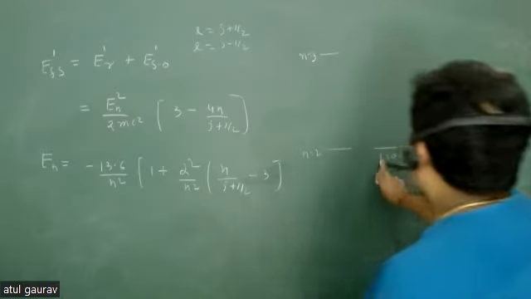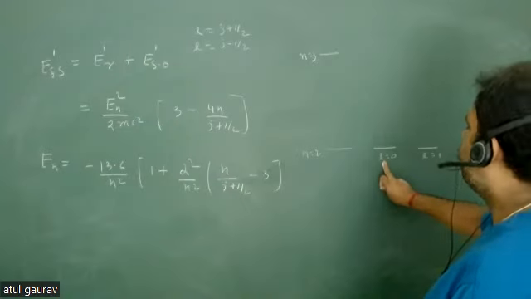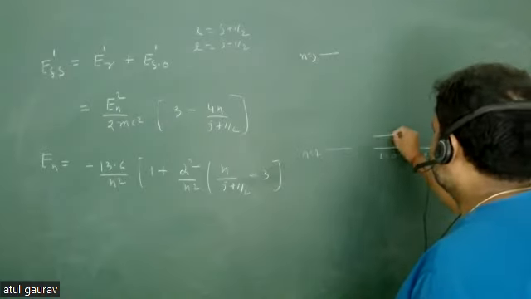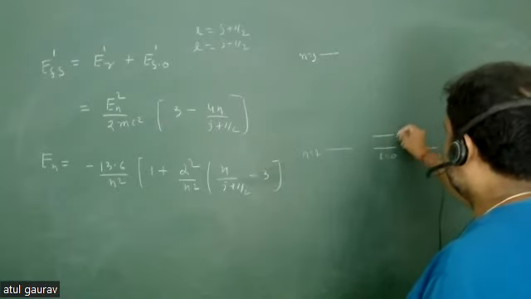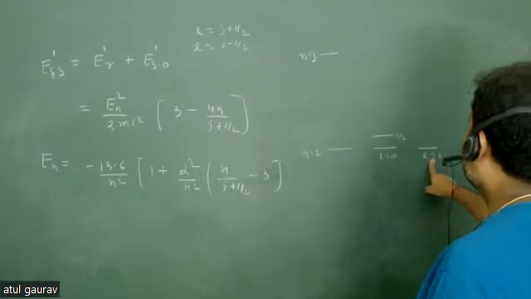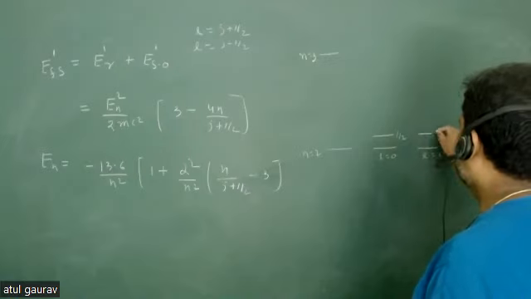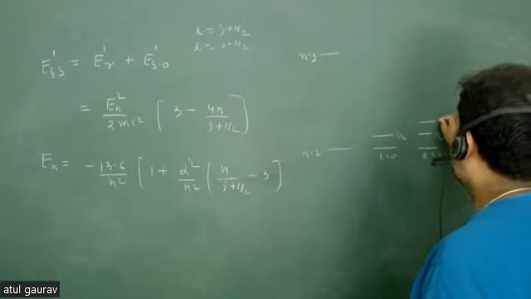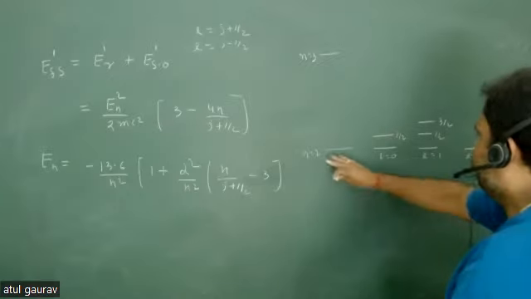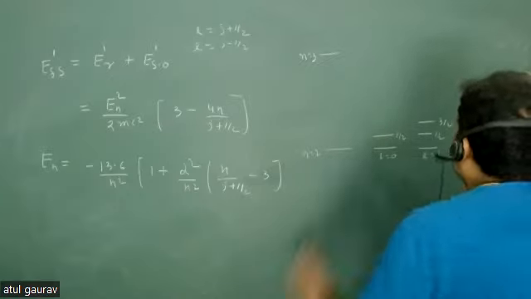Now, for L is equal to 0, what will be the value of J? Half. So this will be half. I am writing the value of J here. For L is equal to 1, what will be the value of J? Half and 3/2. Okay. L is equal to 2 will not be there; for N is equal to 2, L is equal to 2 is not possible.